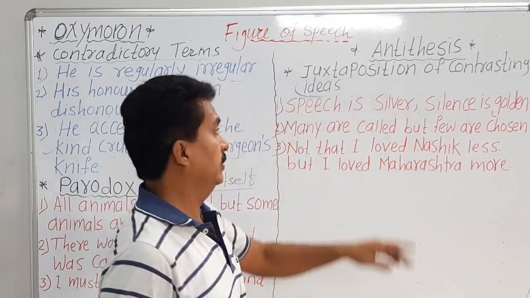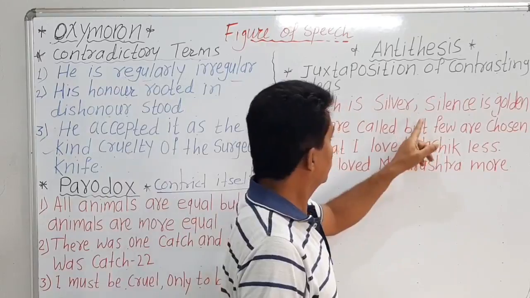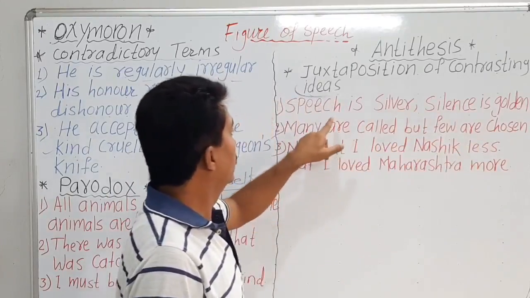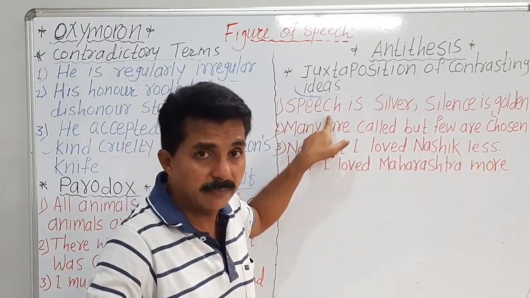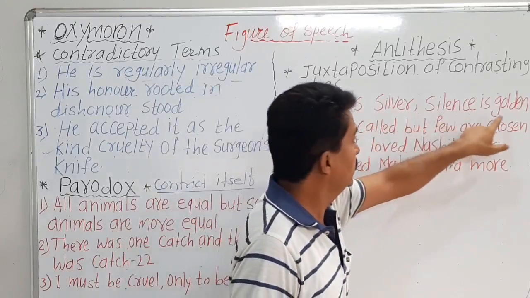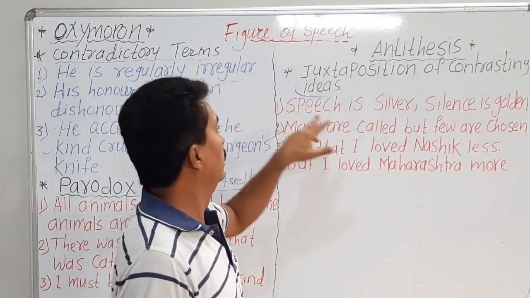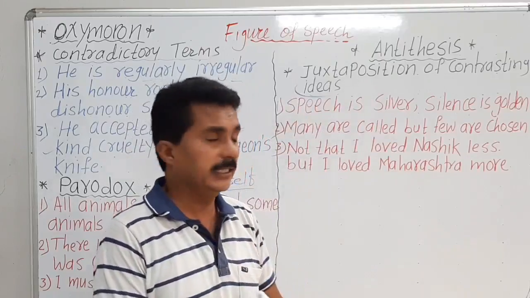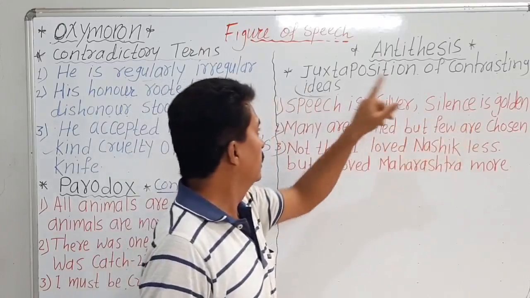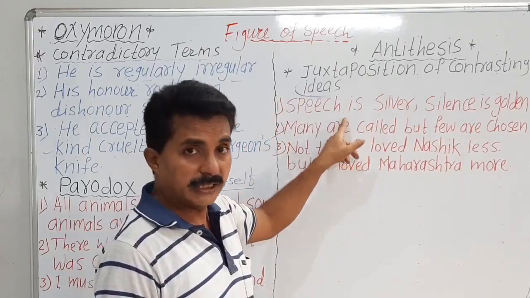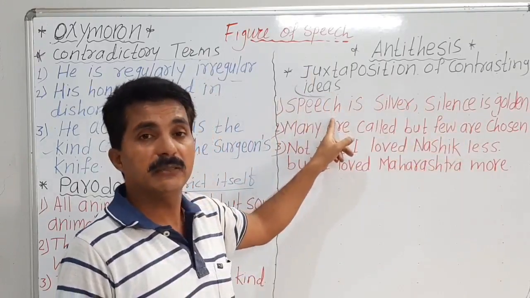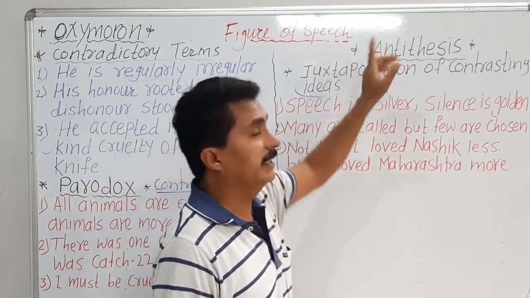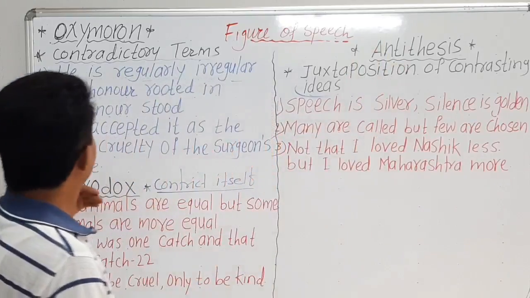I have a question. If silence is golden, does it mean that speech is silver is a wrong statement? No. Silence is golden is also a right statement. Speech is silver is also a right statement. This statement doesn't contradict that statement. This statement doesn't prove that statement is wrong, and this is antithesis, and this is the difference from paradox.